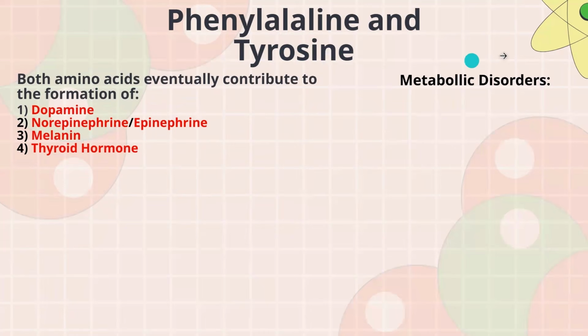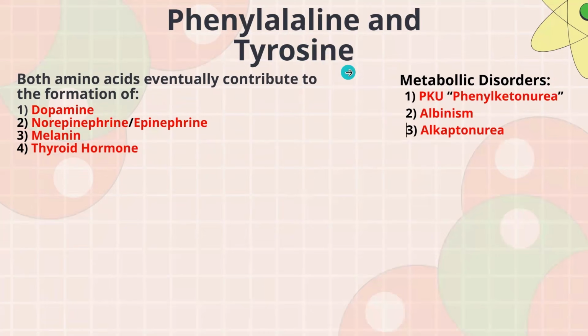So the metabolic disorders that we really need to focus on in this lecture are PKU, which we already talked about and will speak about more, which is phenylketonuria; albinism, because you're going to realize that it has to do with melanin; and finally alkaptonuria, which also has to do with tyrosine. Now let's talk about something very important.